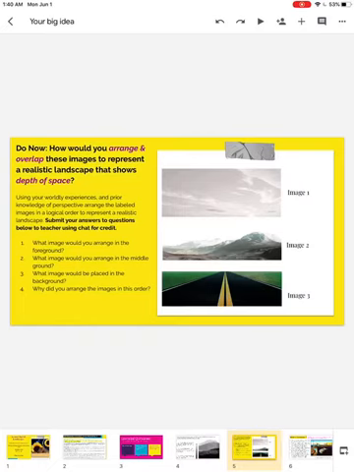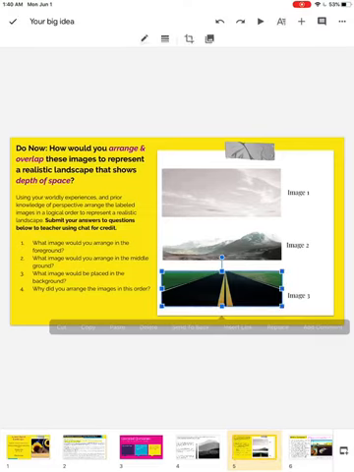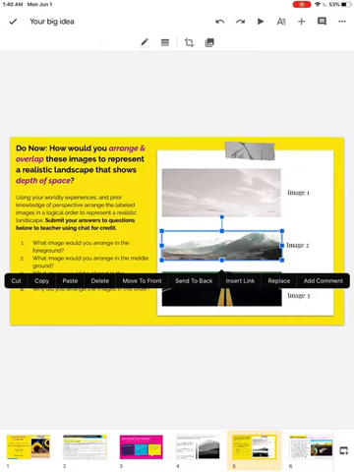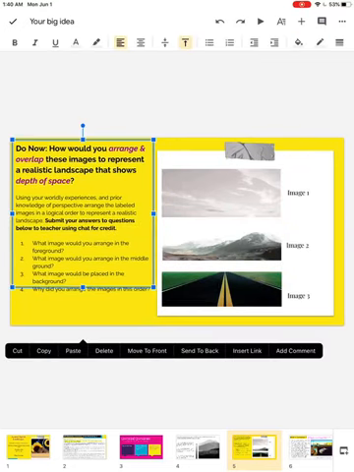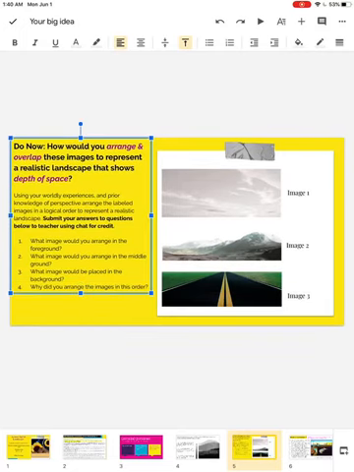So if you had to arrange and overlap these images based on what we know of foreground, middle ground, and background, how would you arrange these images? What image would go in the foreground? What image would go in the middle ground? And what image would go in the background? Most importantly, why? I want to know that you understand this information. So make sure you take a moment now to answer these questions and to submit it to me using chat for credit.